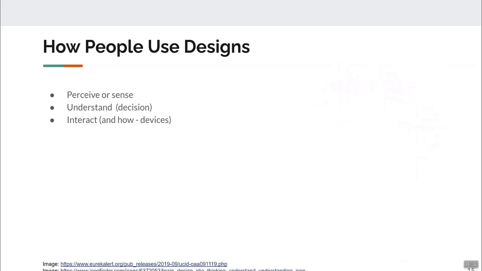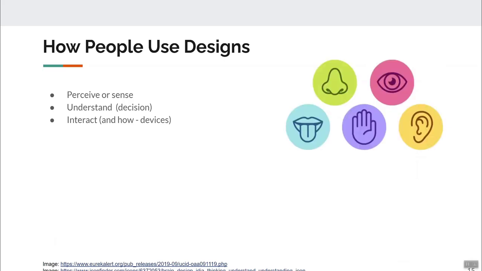As designers, we often have to think about how people use our designs or the products we create. And the first step in that is, does the person perceive or sense it? Or do they understand that something exists? And we do that with our senses. So do we smell it, see it, taste it, touch it, or hear it? Once we understand something exists, we need to understand what it's telling us or what we can do with it.